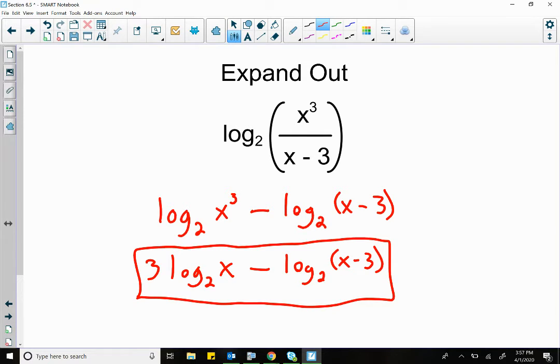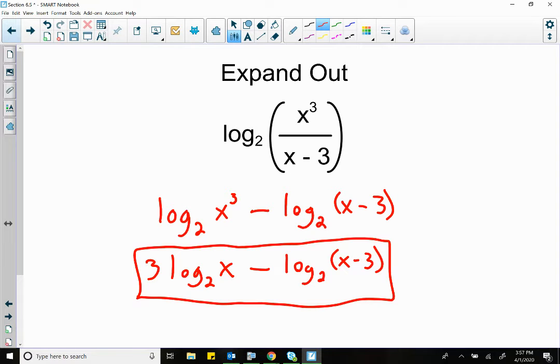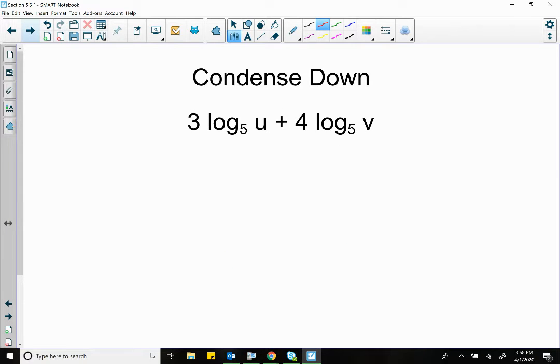Okay? So half of your assignment is taking a condensed down piece of a log and expanding it out with addition and subtraction. Okay? The other half is taking something like this and condense it back together. Okay? So just reverse those steps that we talked about. So when we were expanding out, we took care of the multiplication and division first, and then we took care of the powers. In order to condense it back down, move the powers back, and then take care of all addition and subtraction, which becomes multiplication and division. Okay? So go ahead, pause the video, give this one a shot.